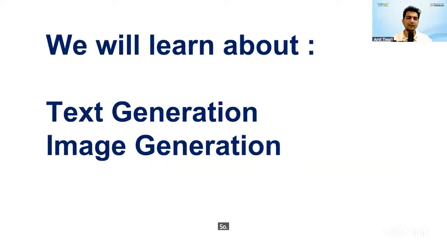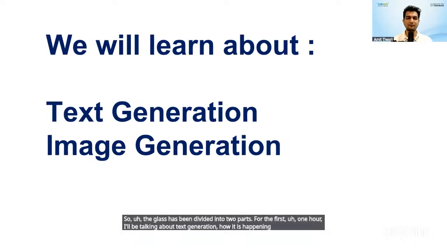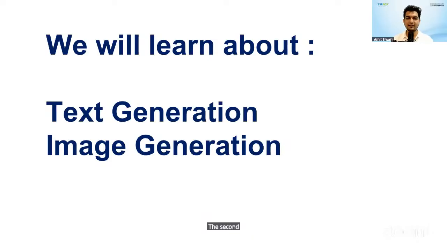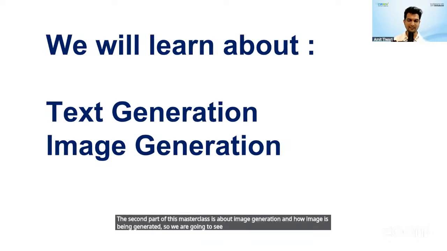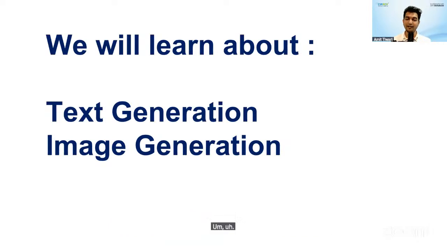The class has been divided into two parts. For the first hour, I'll be talking about text generation, how it is happening, and how we can generate our own text. The second part of this masterclass is about image generation and how images are generated. So we are going to see the concepts behind the large language model, the brain of our agent, and see how in the future, if we want to design our own proprietary agent, we can do that, not just relying on ChatGPT and Gemini as the models, right?